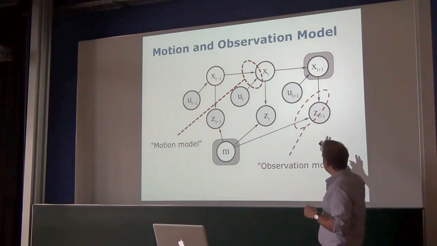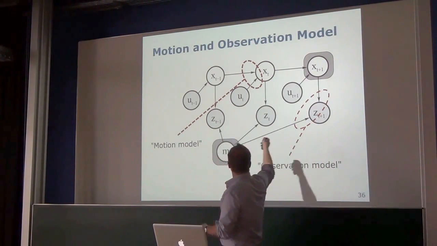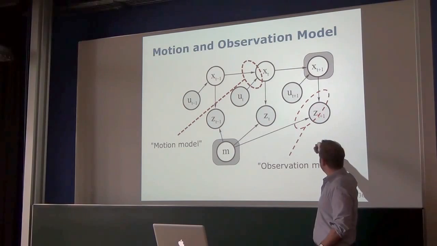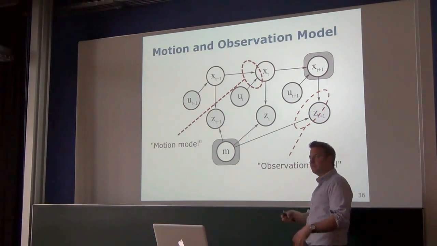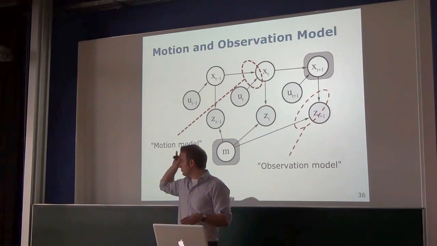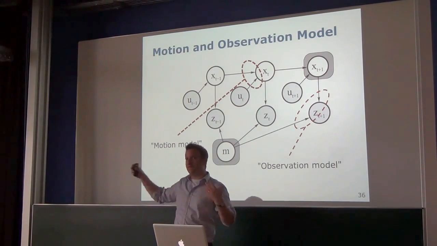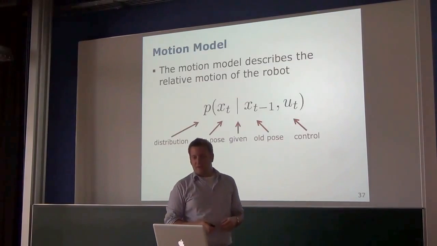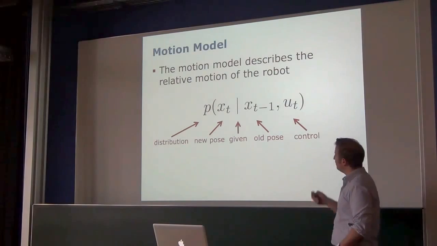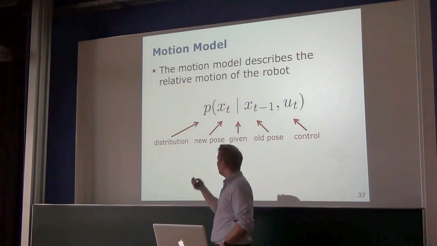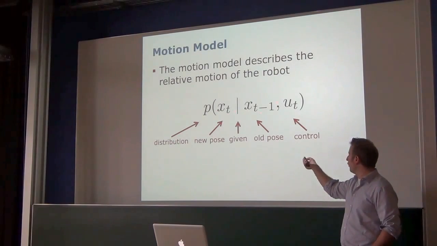The second one we need in order to solve this problem is the so-called observation model. And this tells me what is the likelihood of observing something given I know where I am and given what the environment looks like. So, given I'm in that room, given I'm here, I should measure, let's say, a 4-meter distance in this direction. We have a probability model for that. So the motion model describes the relative motion of the vehicle. It's a distribution over the new pose or next pose of the robot given the old pose.